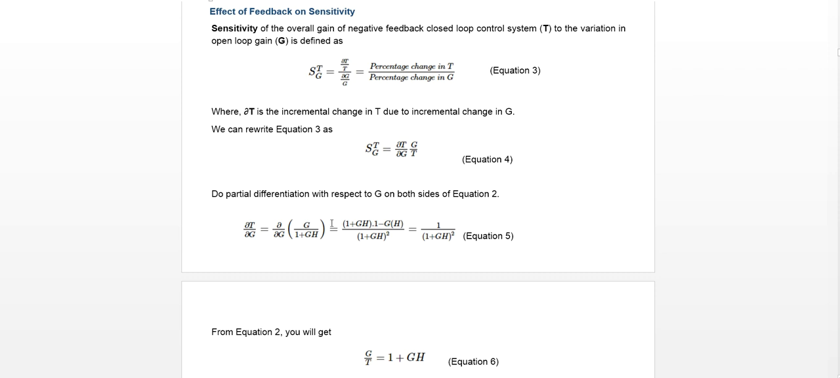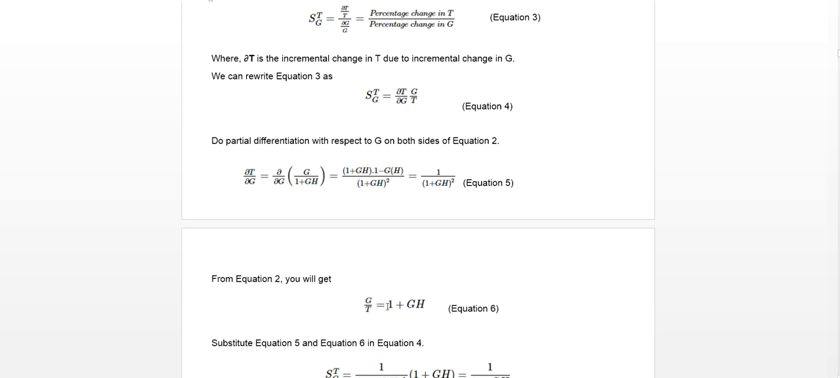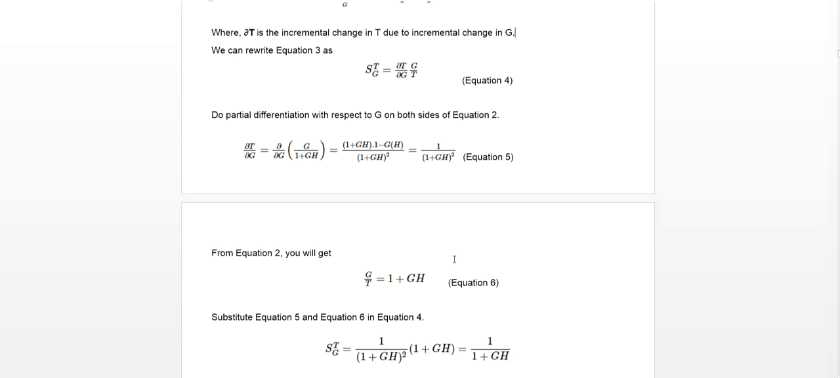So here's our favorite part. We are going to do partial differentiation. So if you get the partial differentiation of this formula because of the lambda, this is the partial differentiation method. So you get the partial differentiation of lambda T over lambda J. So we have 1 over 1 plus GH squared. So from equation 2, you will get G over T is equal to 1 plus G over 1 plus GH.